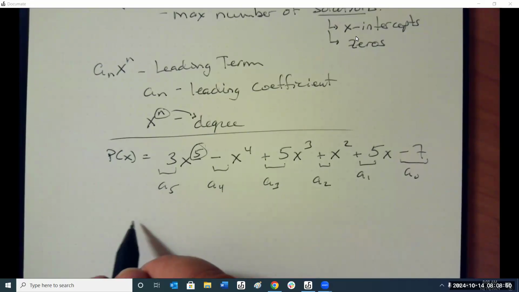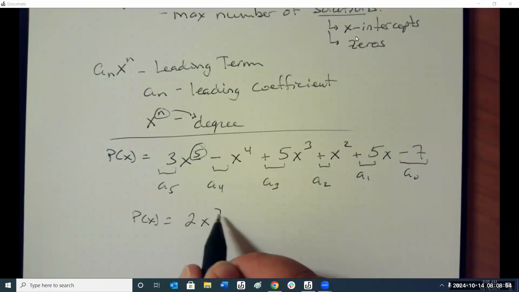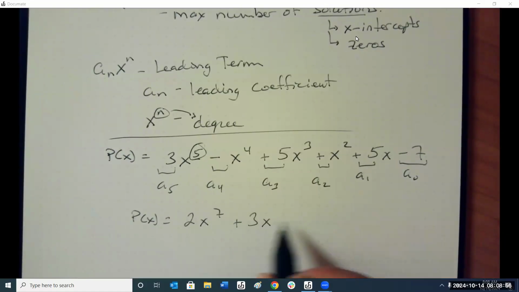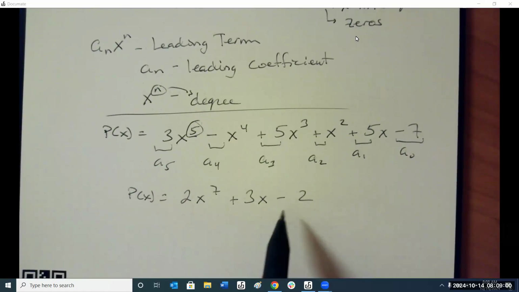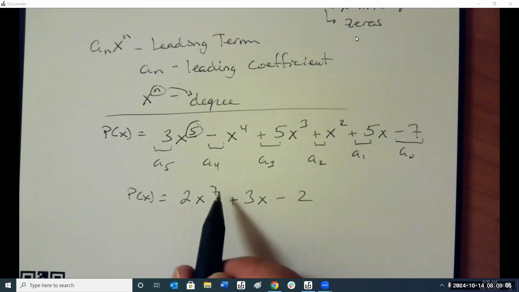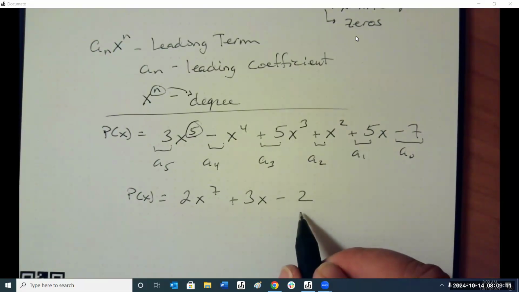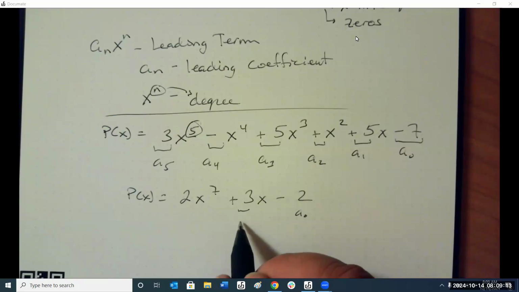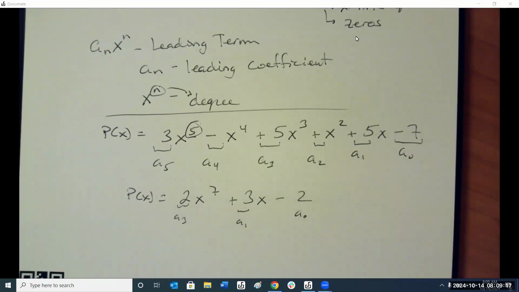We may have equations that could look like this. It's got 3 terms. Is it a 7th order polynomial? Yes. Or a 7th degree polynomial? Yes, even though it only has 3 terms, which is what quadratics have. So this is a sub 0, this is a sub 1, and this is a sub 3, because we only have 3 terms.